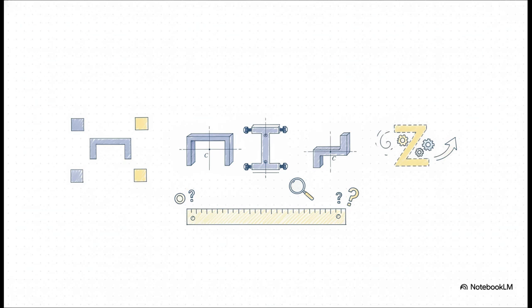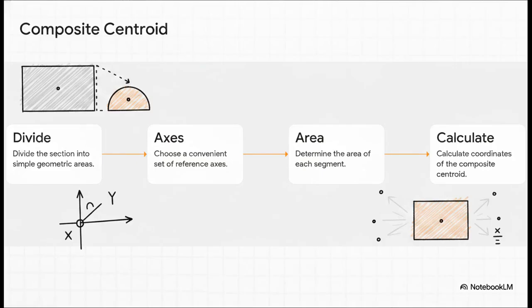To calculate the centroid, that vital balancing point we just talked about, for these messy shapes, we obviously can't just guess by eyeballing it. We need a really reliable, repeatable system. So engineers rely on a totally foolproof 4-step methodology to figure this out.